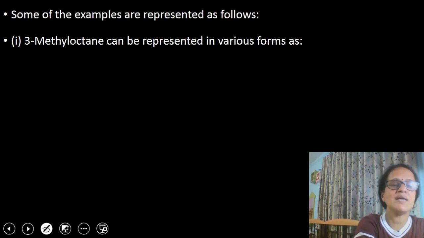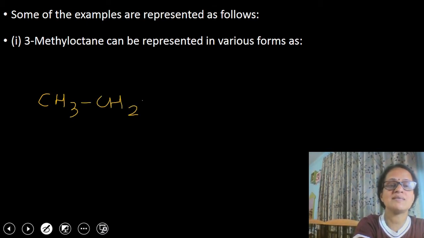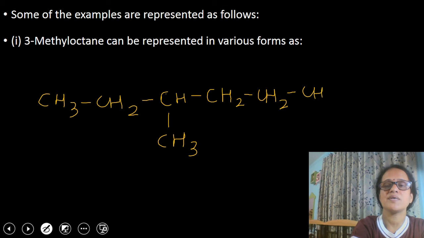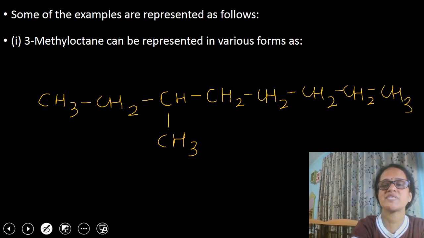I am writing the 8 carbon atoms: CH3, CH2, and the third carbon atom, as it has a methyl group, so there will be CH only. Then we have 5 more carbon atoms: CH2, CH2, CH2, CH3. So if you count, you can see that we have a total of 8: 1, 2, 3, 4, 5, 6, 7, 8.